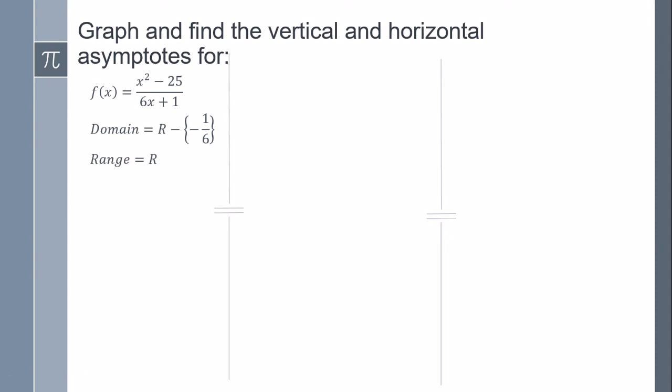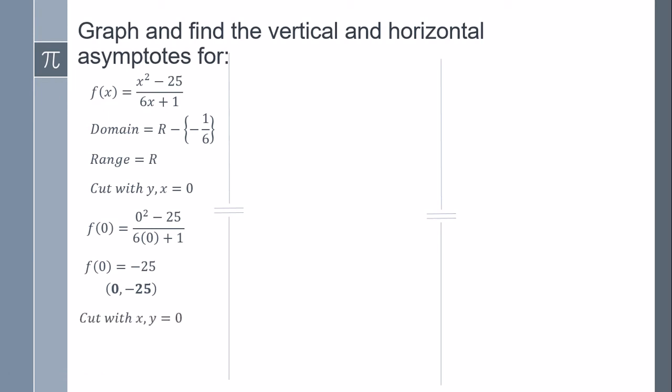So in this case, f is not defined for the value minus 1 over 6, and the range is all real numbers. The first thing I'm going to find is the cut with the y-axis, which is when x is equal to 0. I replace x by 0, and it's going to be minus 25. So the cut with y is when x is 0, y is minus 25.